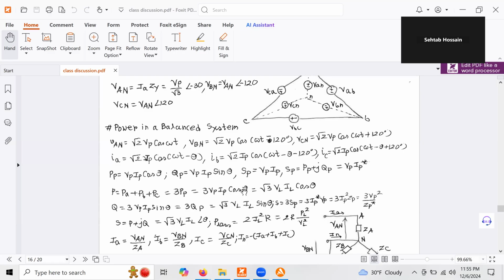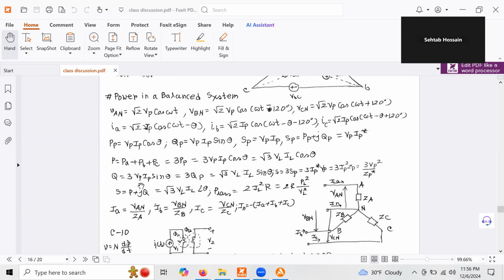We can write it in the real format. So this will be the real format. And if we write in the phase format, it will be just like this. If we write in the line voltage format, it will be just like this. And for total reactive power, it will be the same, just in terms of sin theta. So apparent power will be just like this with the angle, and this is the I squared R loss over here.